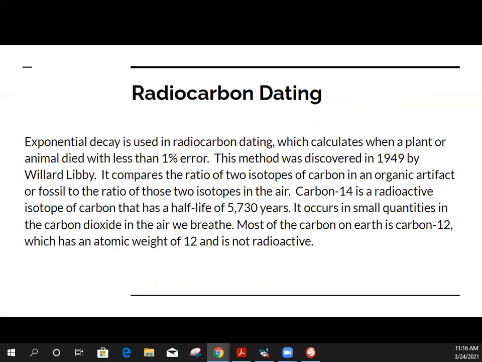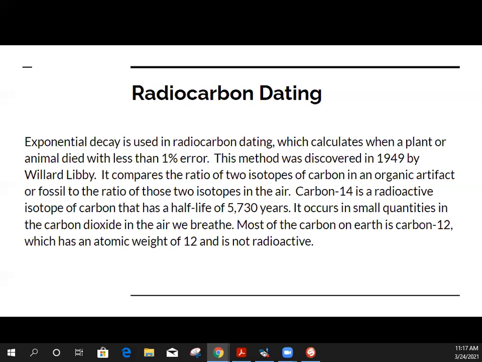It compares the ratio of 2 isotopes of carbon in an organic artifact or fossil to the ratio of those 2 isotopes in the air. Carbon-14 is radioactive, and it has a half-life of 5,730 years. It occurs in small quantities in the carbon dioxide in the air we breathe. Most of the carbon on Earth is carbon-12, with other science stuff. All right, so I just read that straight off the slide.